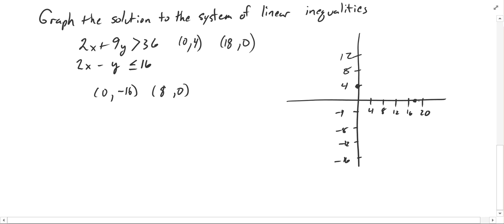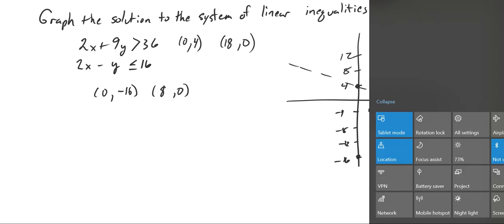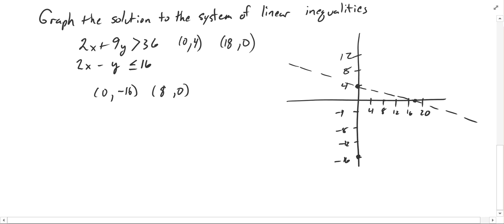And this is a strictly greater than, so I want to draw that in with a dashed line. And our second line goes from (0, negative 16) on the y-axis to (8, 0) on the x-axis, and that's an equals on that line, so I can fill it in solid.